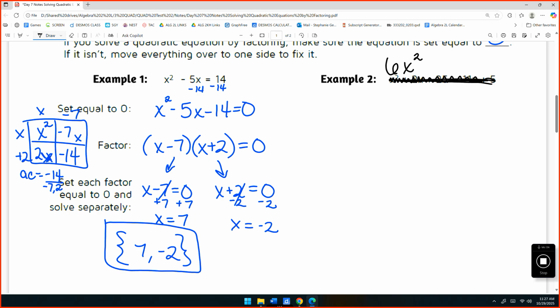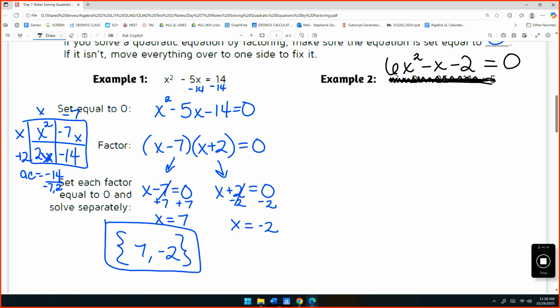6x squared minus x minus 2 equals 0. Okay, we're just changing the problem so we get practice with a different kind of question. Okay, so we want to make sure that we are set equal to 0. And this one I'm giving you already equal to 0, right? So we're going to skip that.